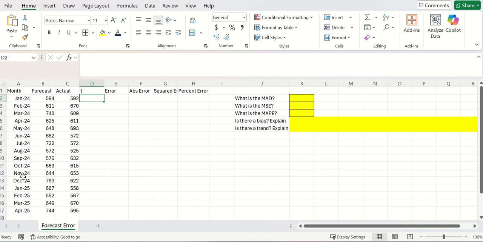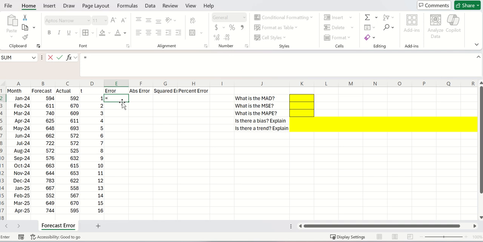However, I recommend when you get started, go ahead and put a time variable in and just label your new time periods, 1 to however many you have. That is the way that it will make your life easier if you just go ahead and do that. Error is always defined as the forecast minus what actually happened.